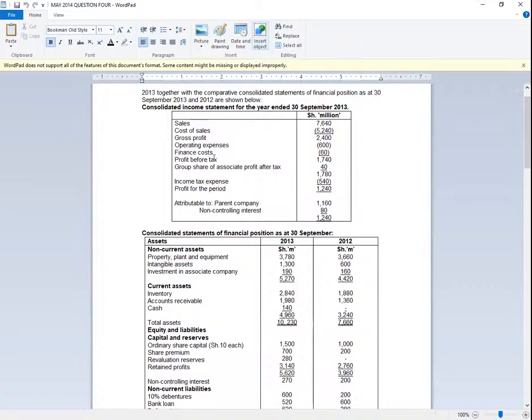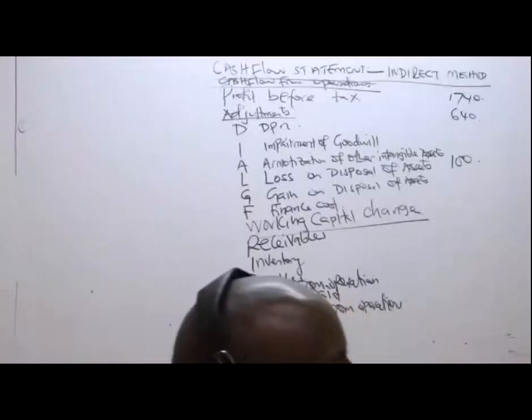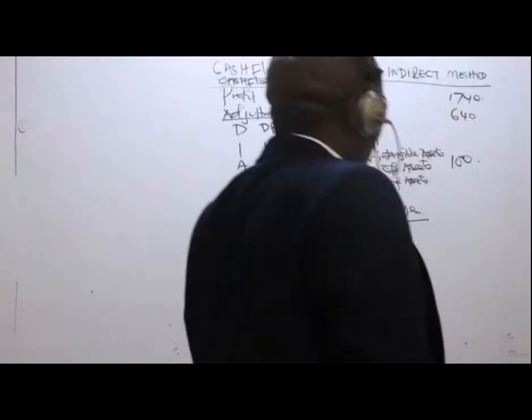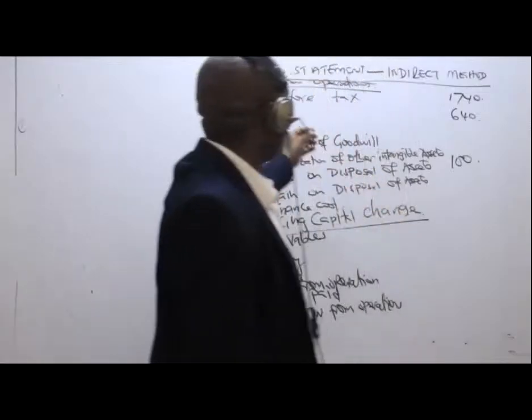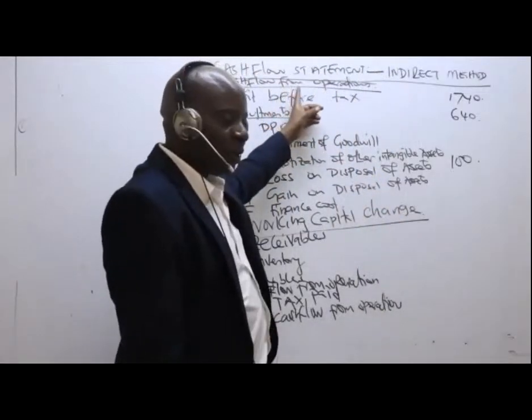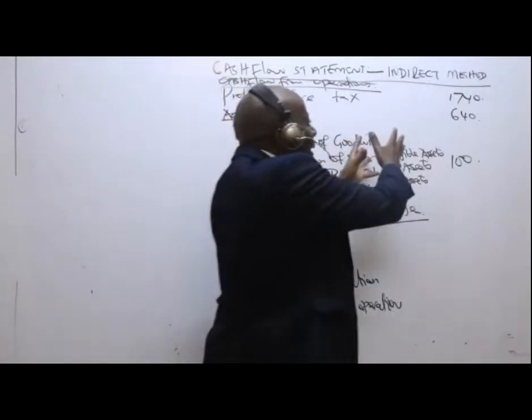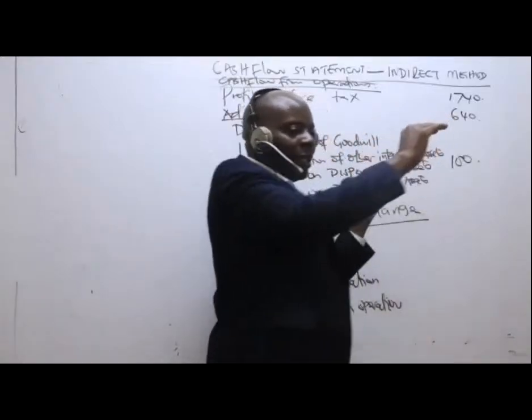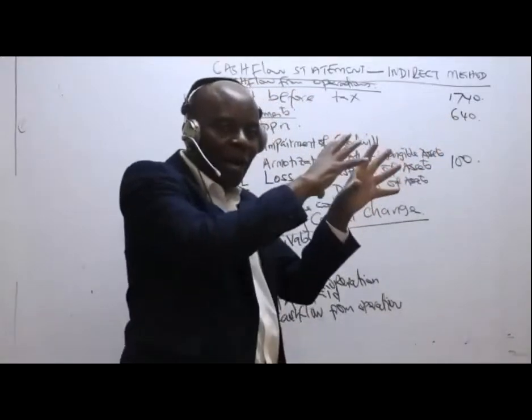Now, you can see this profit before tax is 1740, right? And how did they arrive at this profit before tax? By deducting a finance cost. And I agree with you, Bruce. They should not have deducted that finance cost, because finance cost is not supposed to be under where? Under operations. And that is why we are adding it back to cancel it.